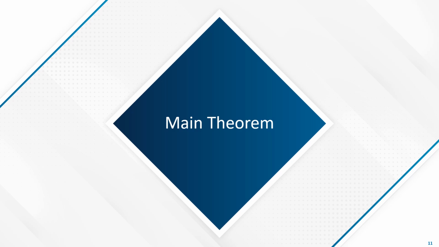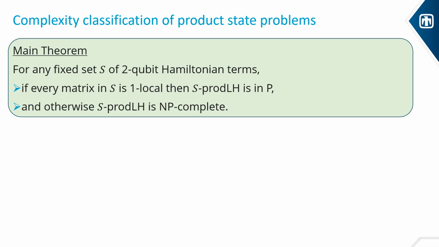So that brings us to our main theorem. We show that for any fixed set of 2-qubit Hamiltonian terms, if every matrix in the set is one local, then the product state problem is in P. And otherwise, if S contains any non-trivial 2-qubit term, then the product state problem is NP complete.